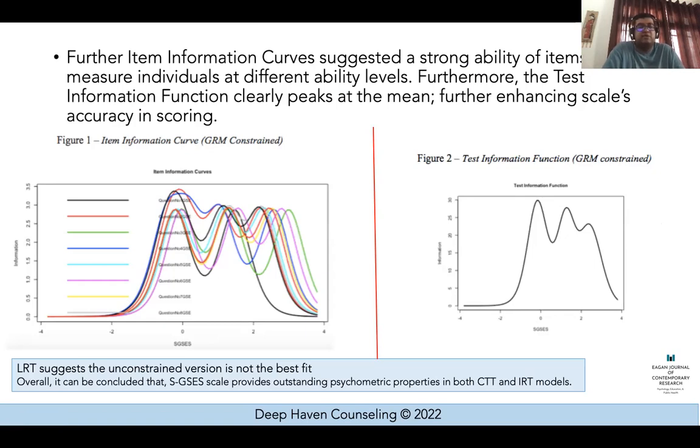So the likelihood ratio test also suggests the unconstrained version is not the best fit. So we went with the constrained version. So overall, it can be concluded that the Sinhala generalized self-efficacy scale provides outstanding psychometric properties in both classical test theory and item response theory.